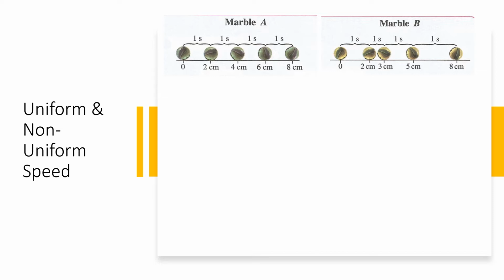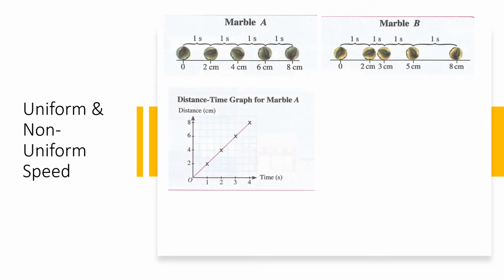So you will see for every second, the marble travels the same distance. 2 cm, 2 cm, 2 cm, and 2 cm. So this is what we call a uniform speed. If we draw a graph, you will get a straight line for uniform speed.